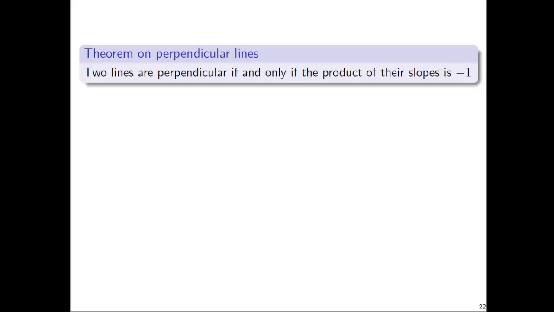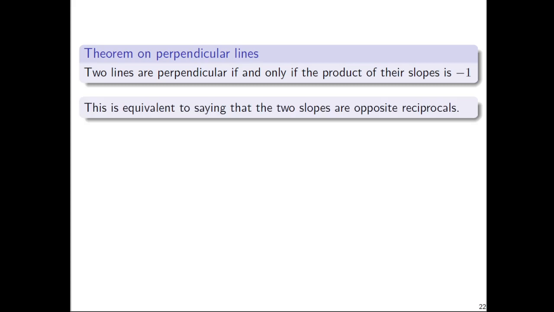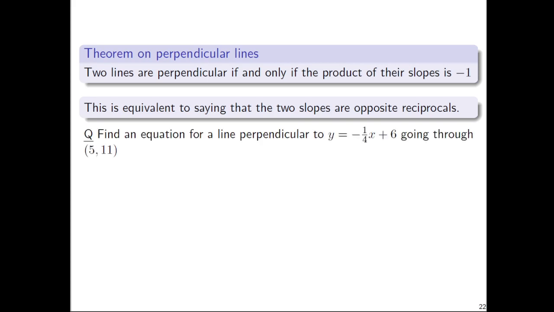There's also a theorem about perpendicular lines. Now this, in terms of how it's being stated, is probably a little different than what you're used to, but it works. Two lines are perpendicular if and only if the product of their slopes is -1. I think you might be more used to hearing that the two slopes are opposite reciprocals. It really ends up being the same. We'll see in the next question.